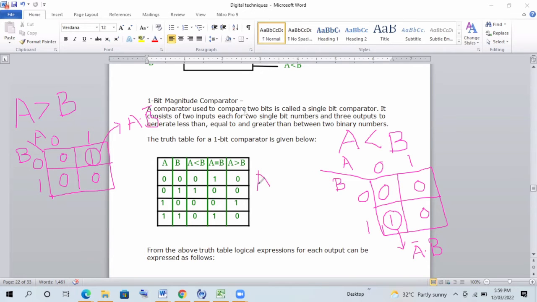Now for A equal to B, what we can do? Again we have to draw the K-map for this. We are having two inputs A and B.